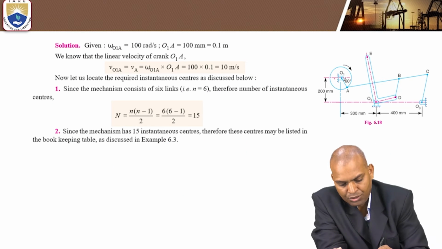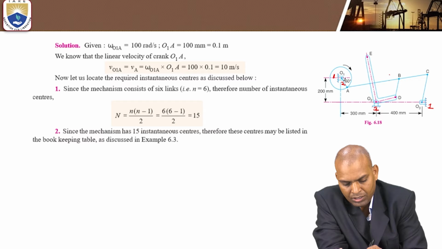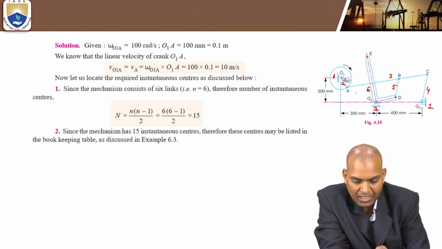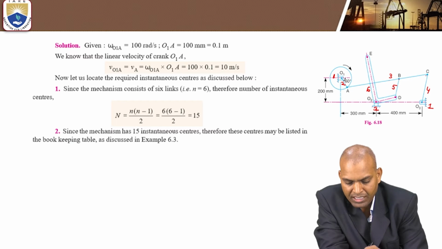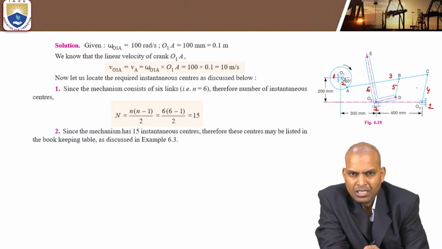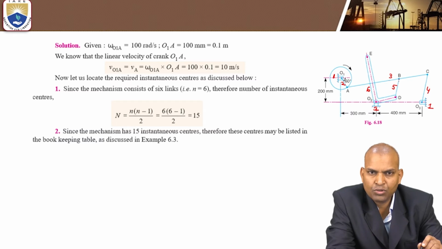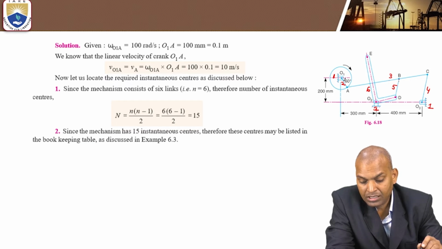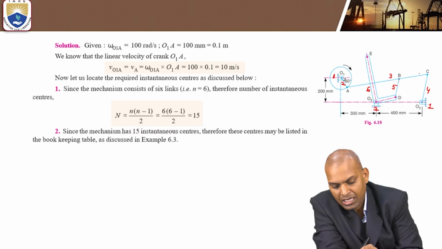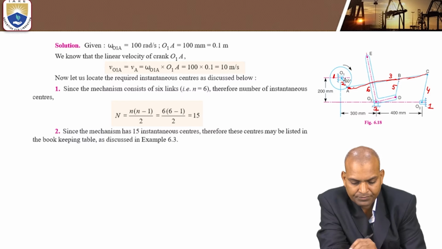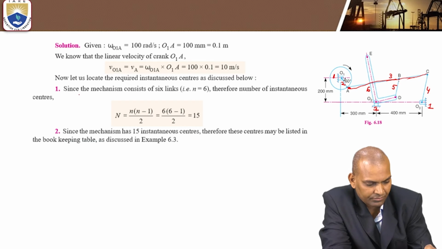So the number of links, as I showed you: this is link 1, link 2, link 3, link 4, link 5 and 6. Between B and C there is no relative motion. This point B is a point on the link AC. There is no relative motion between the links AB and BC. ABC is considered as only one link. So the number of links is 6.